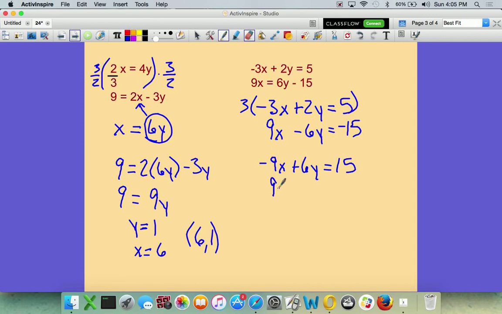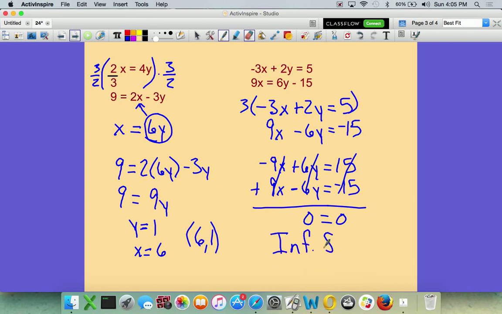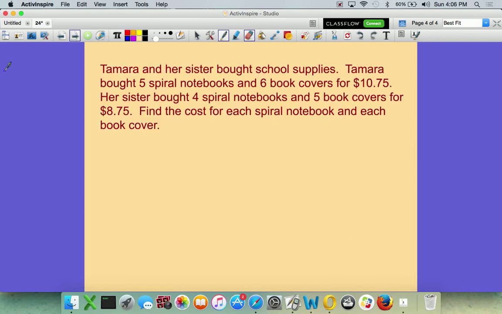And rewriting the second equation, now when I add these together, gone, gone, and gone. 0 equals 0. That means the two equations are the same. That means we have infinite solutions here. All right, next page.